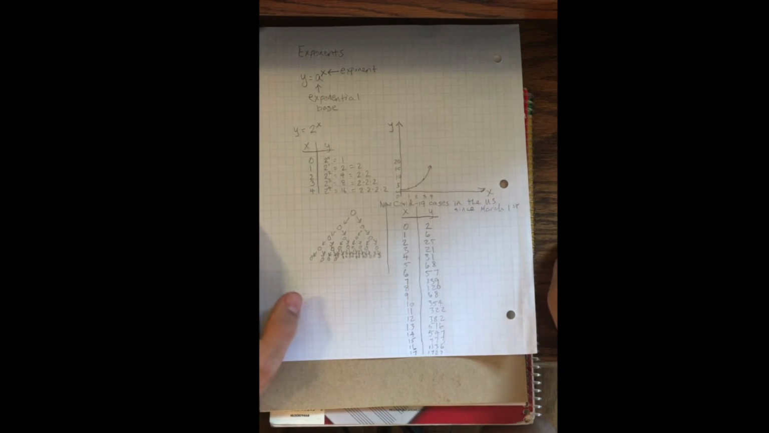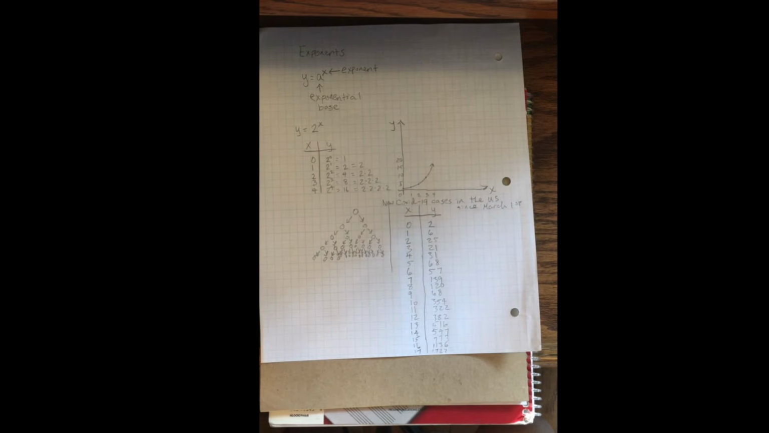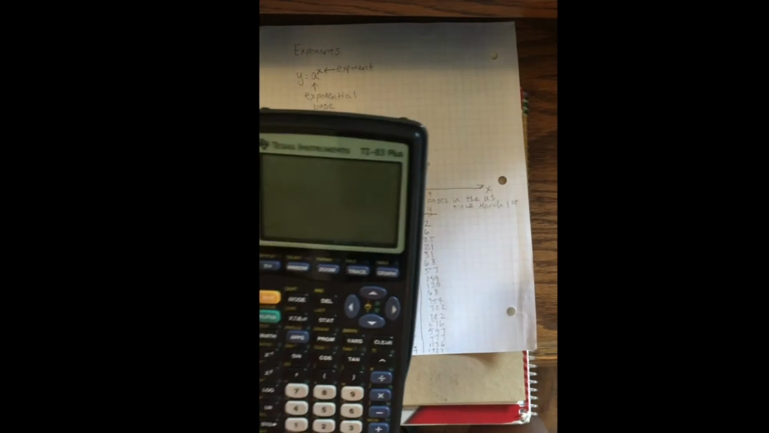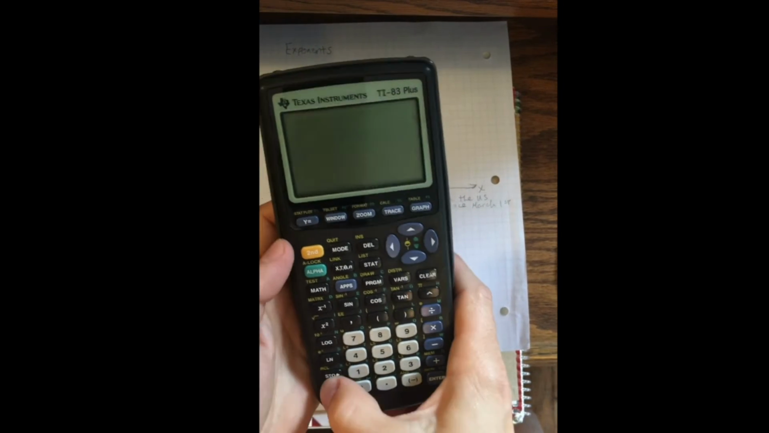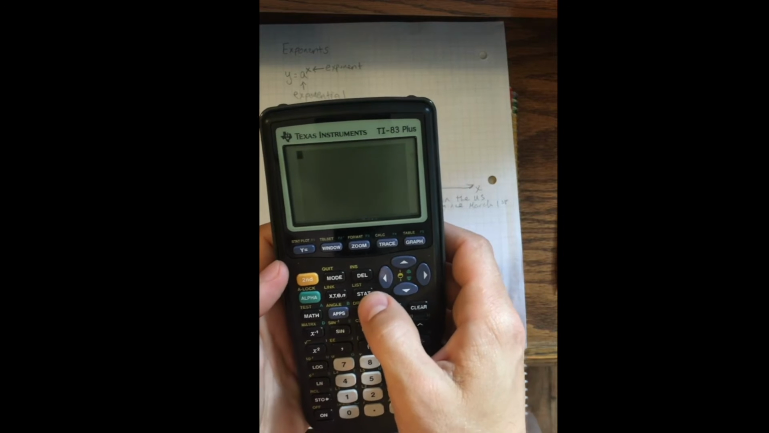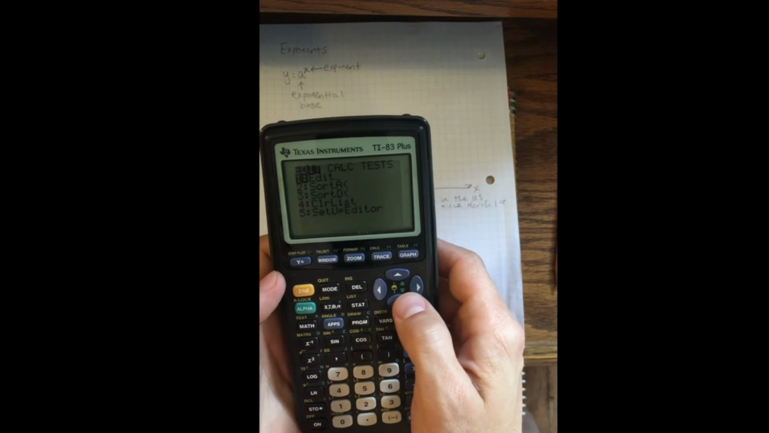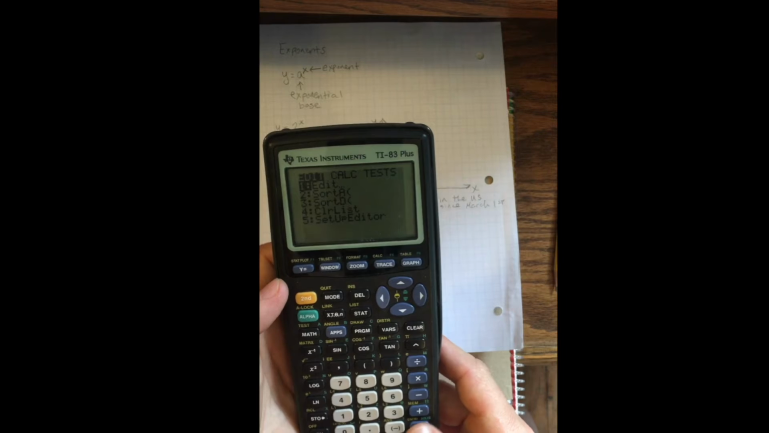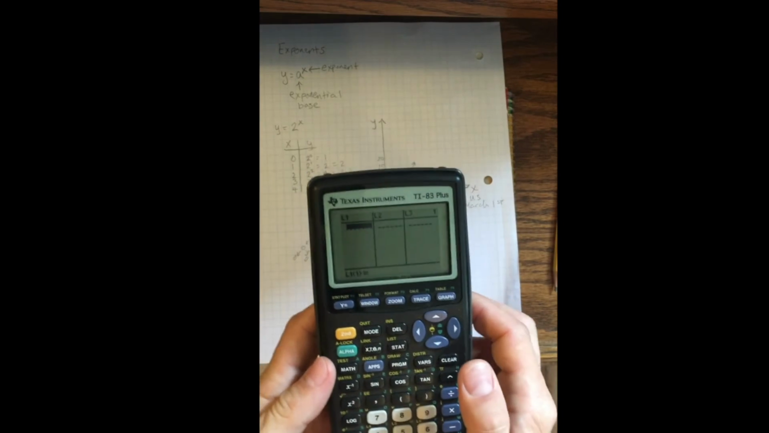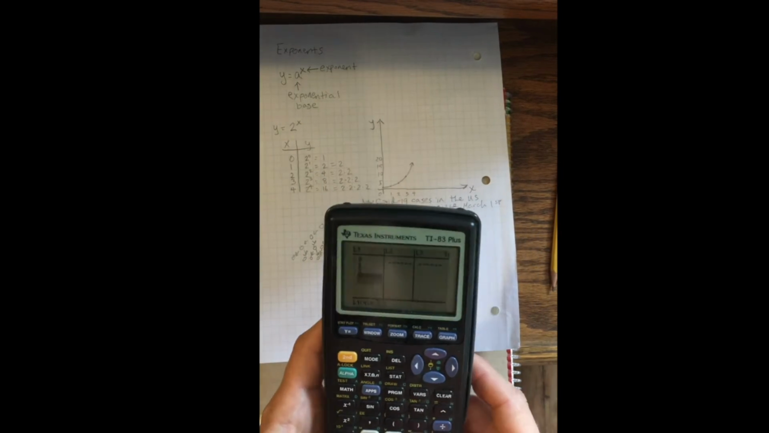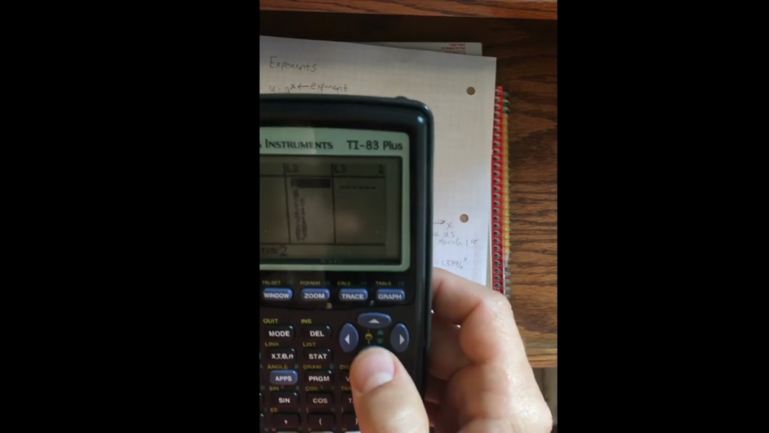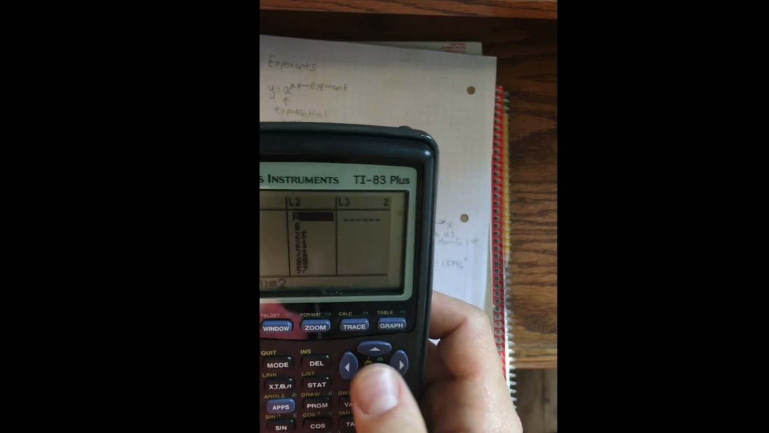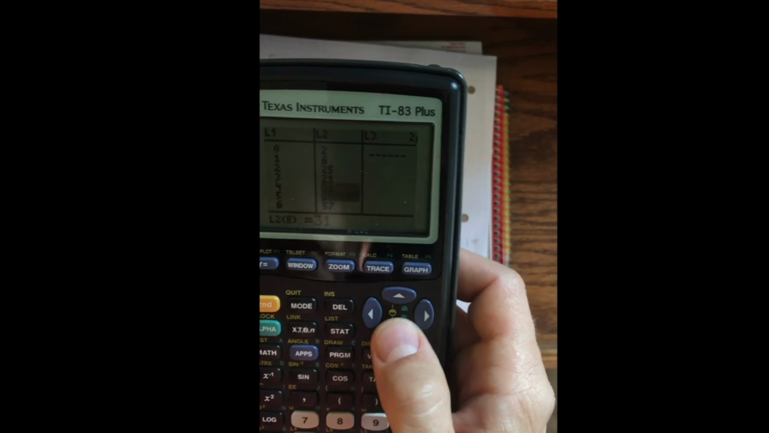So let's take a look at what that would look like in the calculator, and let's see if I can figure out what the exponential base is. So I'll go ahead and turn on my calculator, go to Stat, go to Edit, and start putting in the data. Now that I put in all my data here in L1 and L2, you can see all that.